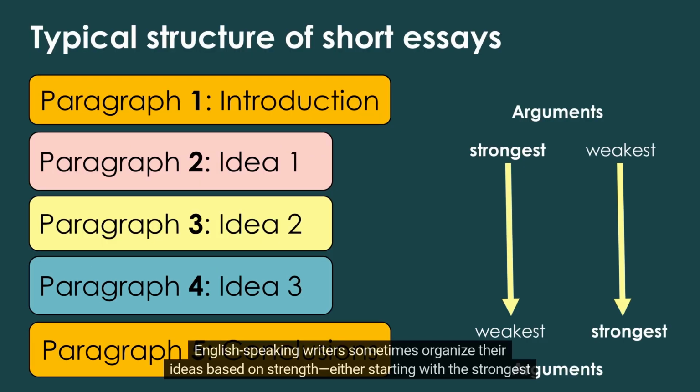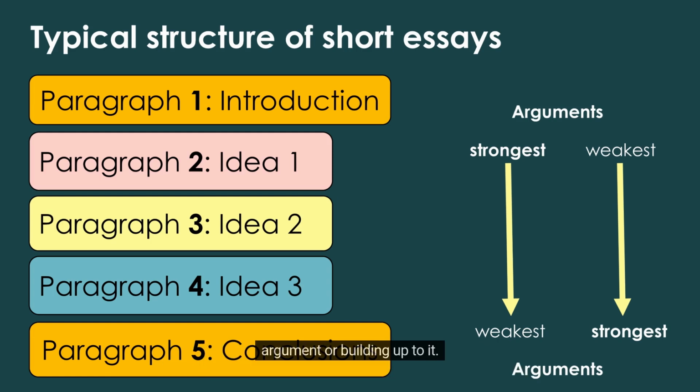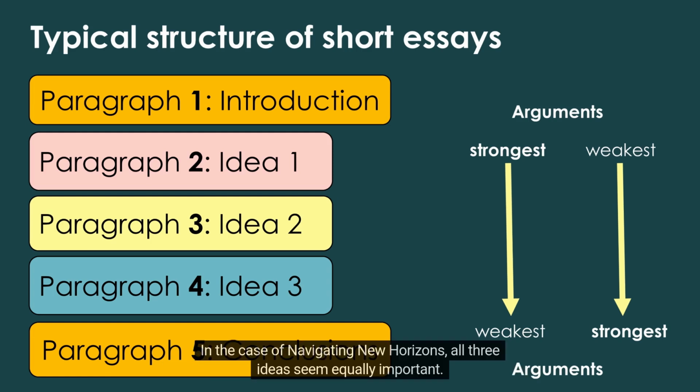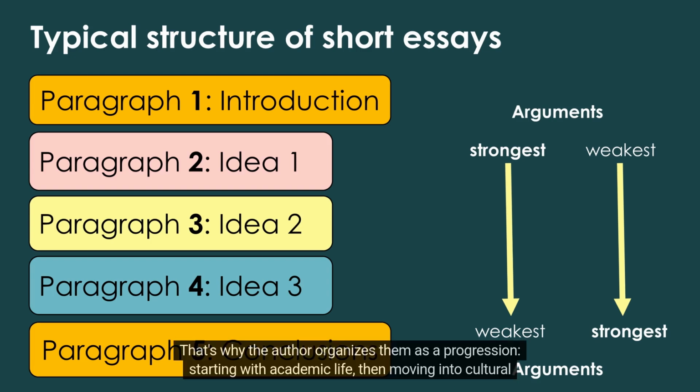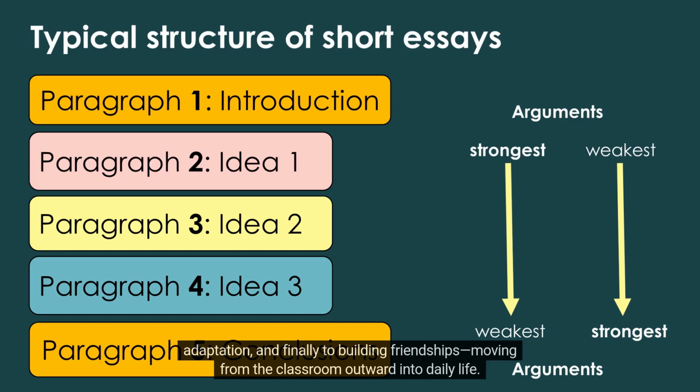English-speaking writers sometimes organize their ideas based on strength, either starting with the strongest argument or building up to it. In the case of Navigating New Horizons, all 3 ideas seem equally important. That's why the author organizes them as a progression, starting with academic life, then moving into cultural adaptation, and finally to building friendships, moving from the classroom outward into daily life.